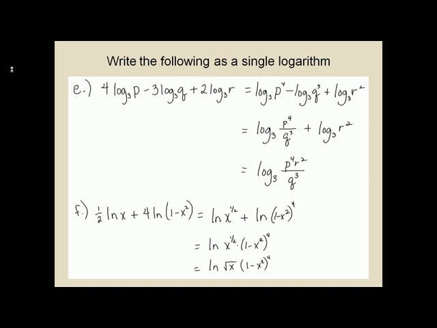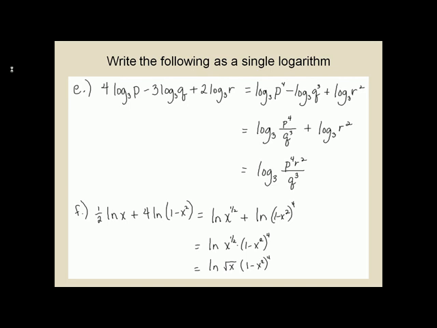Now I have the log base 3 of p to the 4th over q to the 3rd plus log base 3 of r squared. So that's a log plus a log. I can combine that as a product according to property number 1. So that's log base 3 of p to the 4th times r squared over q to the 3rd. Again, we're writing as a single log, so we're just putting the expanded form back together.